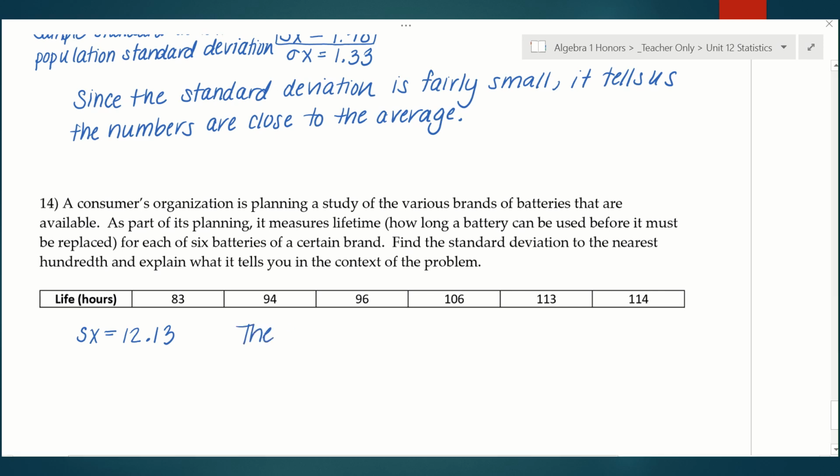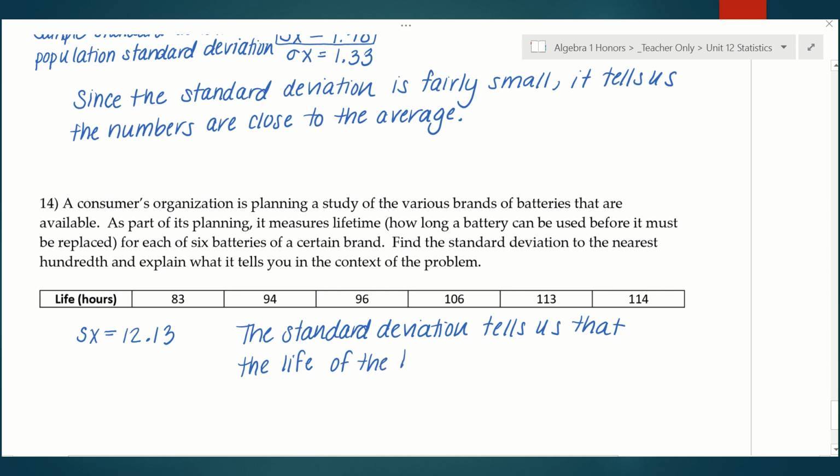So I'm going to say the standard deviation tells us that the life of the batteries varies from the average by an average of 12 hours.